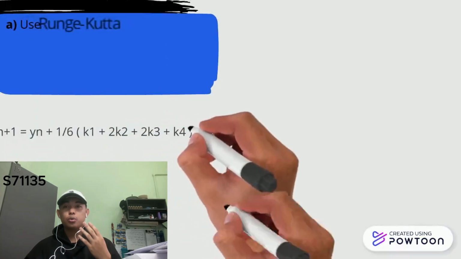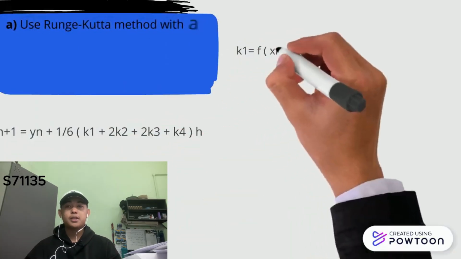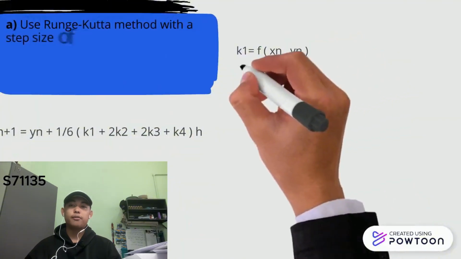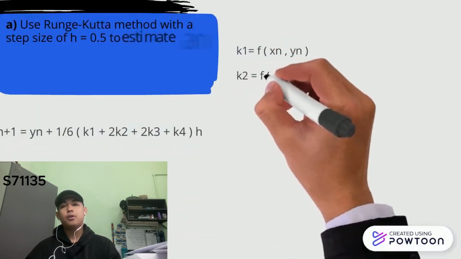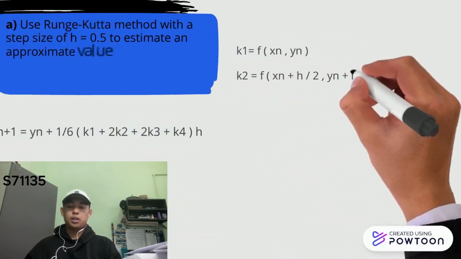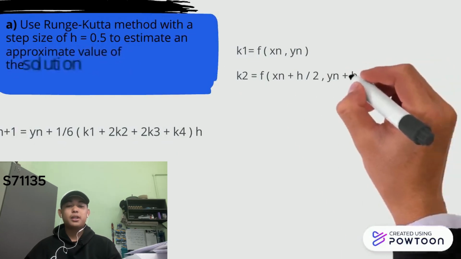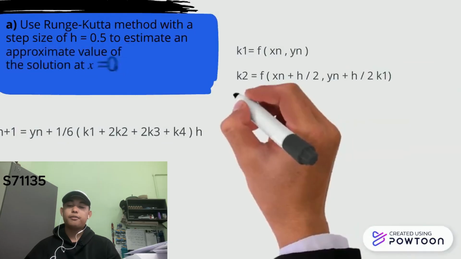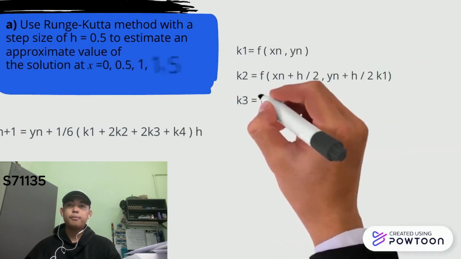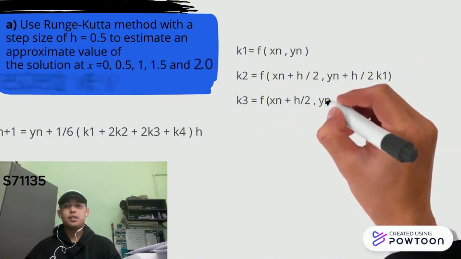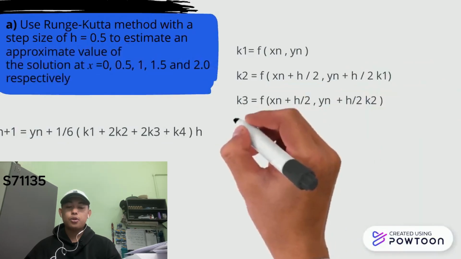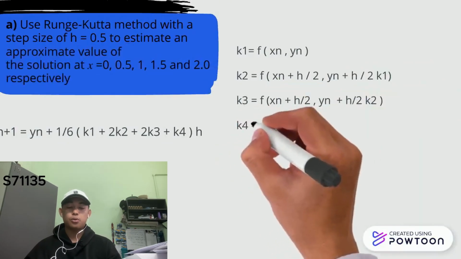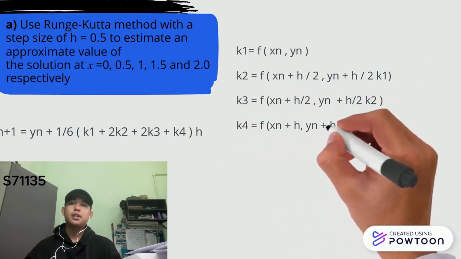For the first part, we have the formula. The formula for the fourth order Runge-Kutta method is y n plus 1 equals y n plus 1 over 6 in brackets k1 plus 2k2 plus 2k3 plus k4, times h. This formula is used to numerically solve the first order ordinary differential equation, ODE, of the form dy over dx equals f in brackets x, y. The equation provides a more accurate approximation of the solution compared to simpler methods like the Euler method.